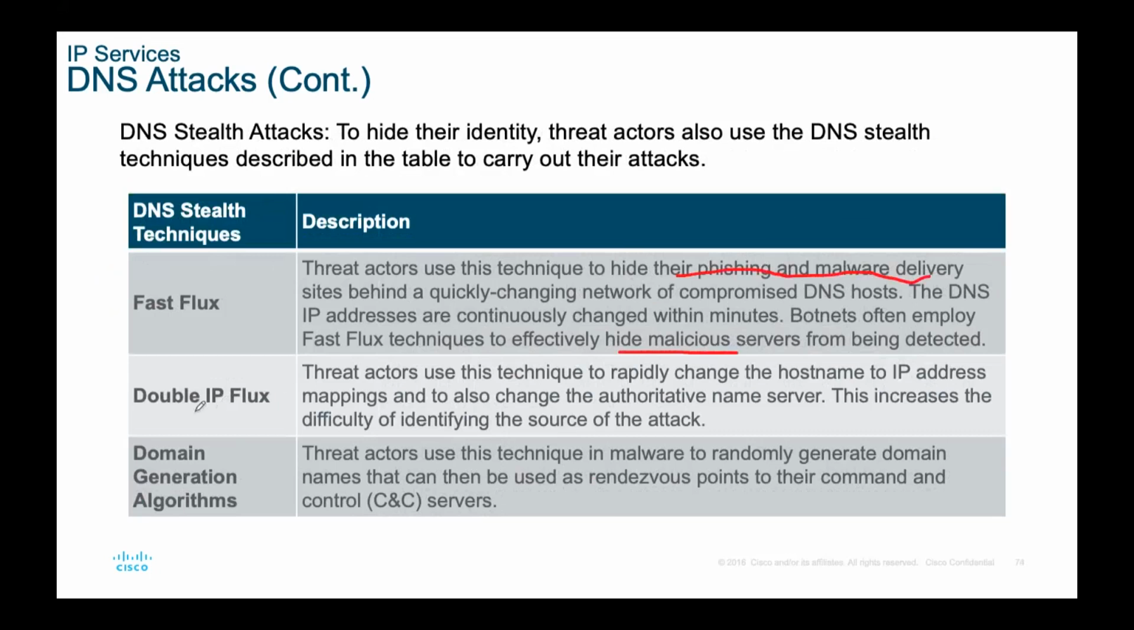Double IP flux. There is another technique. Threat actors use this technique to rapidly change the host name to IP address mapping and also change the authoritative name server. This increases the difficulty of identifying the source of the attack. Next, domain generation algorithm. Threat actors use this technique in malware to randomly generate domain names that can then be used as rendezvous points to their command and control, CnC, server.